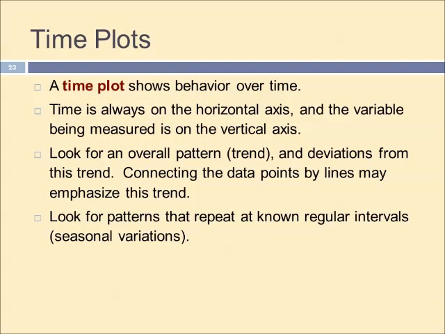Now, a time plot shows behavior over time. Time is always on the horizontal axis, and the variable being measured is on the vertical axis. For a time plot, we look for the overall pattern or trend and any deviations from the trend. Sometimes connecting the data points by lines can emphasize the trend. We also look for patterns that repeat at known regular intervals, like seasonal variations.